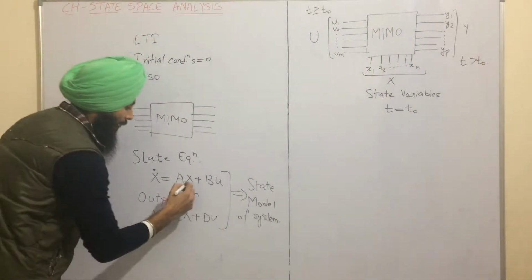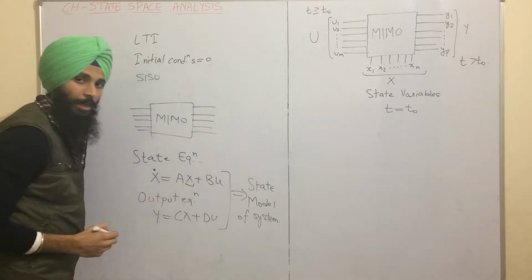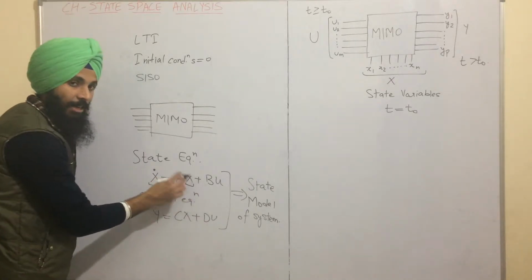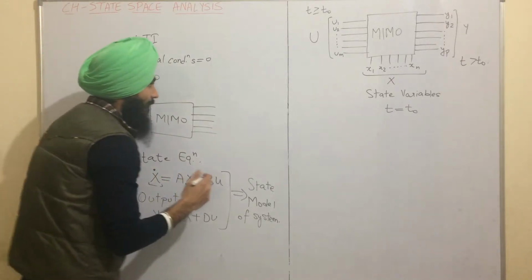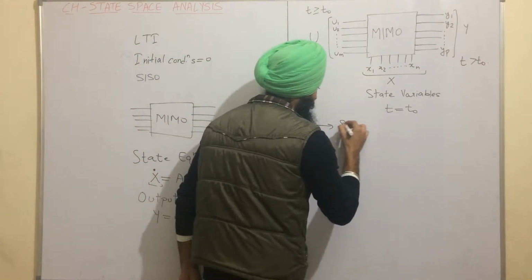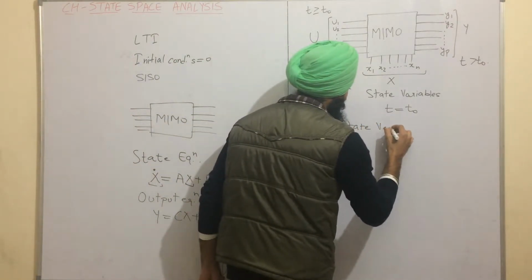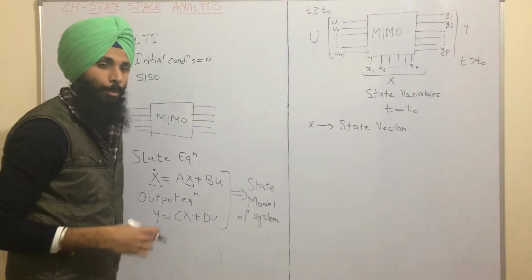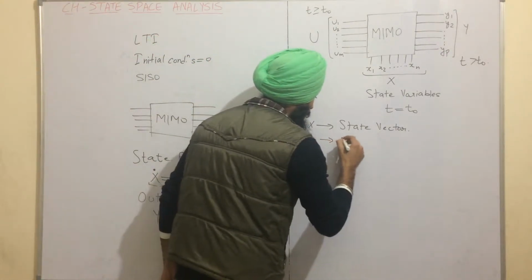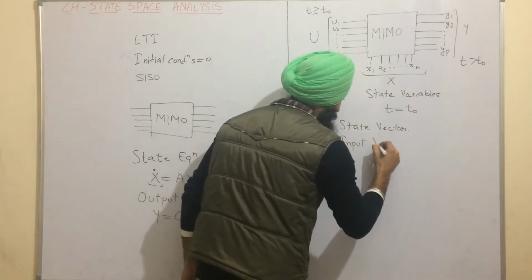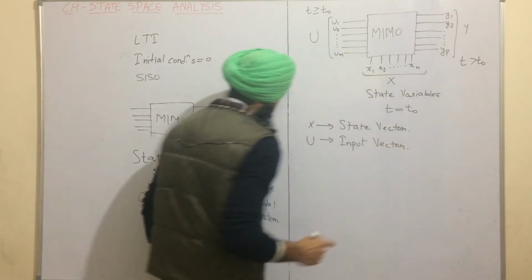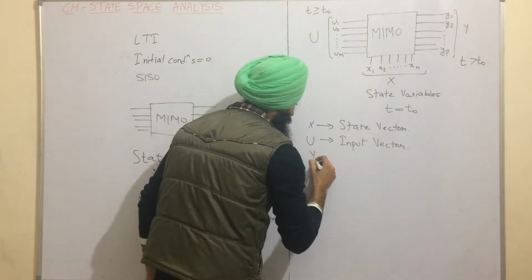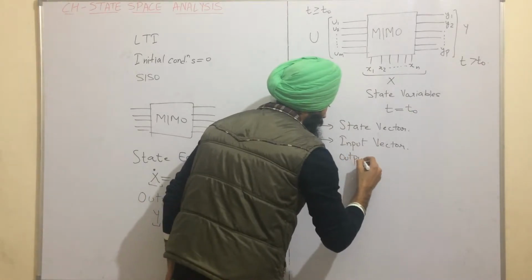Over here this x represents the set of all the state variables, and this x dot is the first derivative of these state variables. This x is called the state vector. This u represents the set of input variables and is known as the input vector. This y represents the set of all the output variables and is known as the output vector.